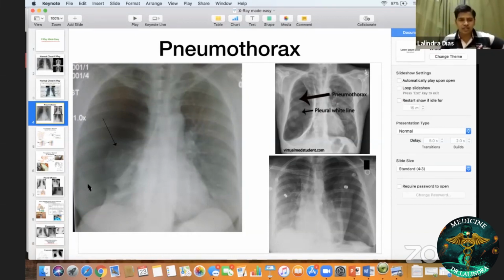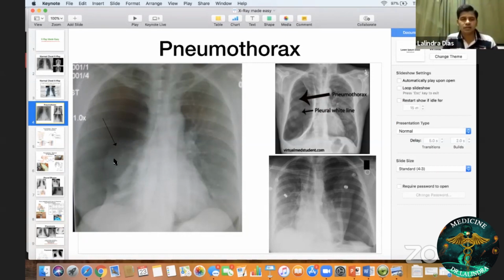But look at the right lung field. The lung is like this. Just follow my arrow. The lung has collapsed towards the mediastinum. Why is that? Because there's so much air. Can you see this area is all black? That black air in the pleural space has caused pressure on the lung. This is the parietal pleura, this is the visceral pleura. This huge amount of air is causing pressure on the lung, and the lung has collapsed towards the mediastinum.